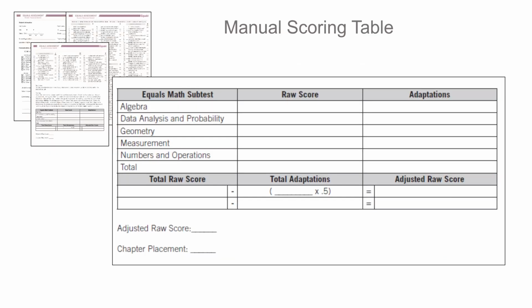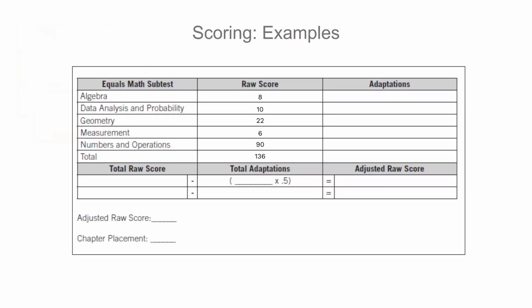So here is the manual scoring table, again with the protocol. Here I have my subtests listed and the total. I have a place for raw scores, a place for adaptations, and then there's a little math to do. So we've got raw score, adaptations, there's my math, there's the final score at the end, and the placement. So I filled in the raw scores. That means the total amount correct that the student got. I added them up. My student got 136 items correct.